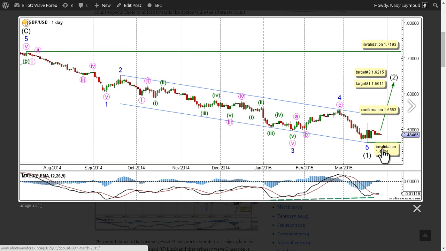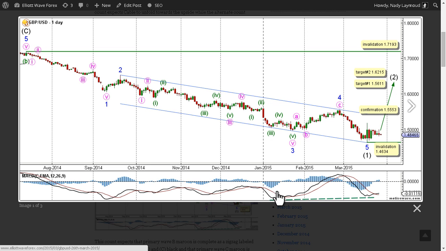This count would be invalidated by movement below 1.4634, as within intermediate wave 2 block, no B wave may retrace more than 100% the length of an A wave. As well, this count would be invalidated by movement above 1.7193, as intermediate wave 2 block may not retrace more than 100% the length of intermediate wave 1 block.